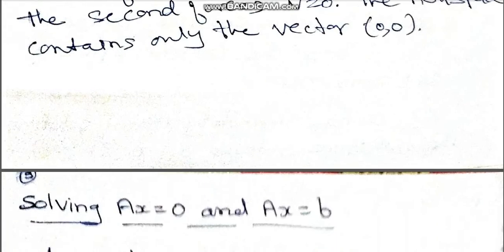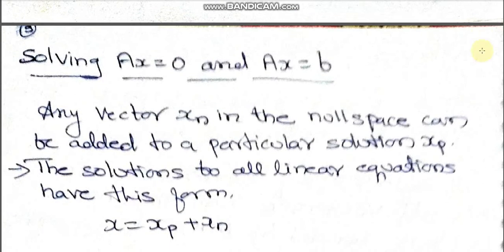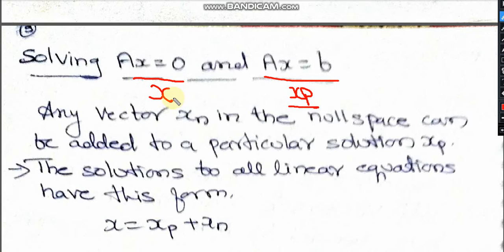Moving on to the next lesson, solving Ax equals 0 and Ax equals b. Solving Ax equals 0 is the null space, and Ax equals b we call the column space, usually the normal solution. This we call a particular solution. Whatever solution I get when I solve Ax equals b, we call a particular solution. And this I'll be calling the null solution. And if I add these two, I'll get the total solution x.